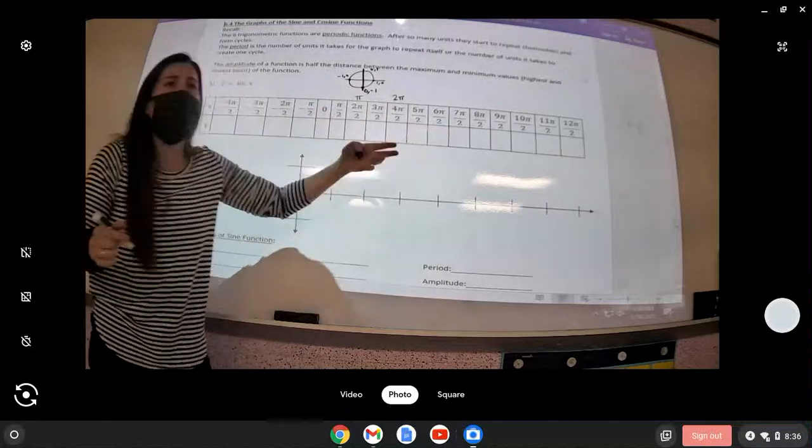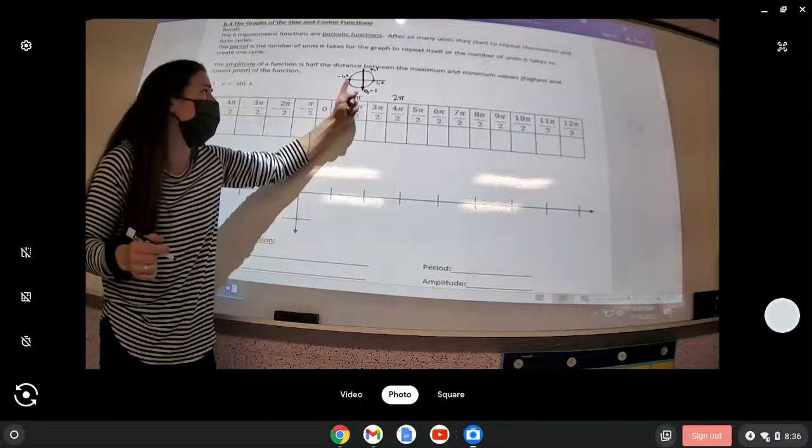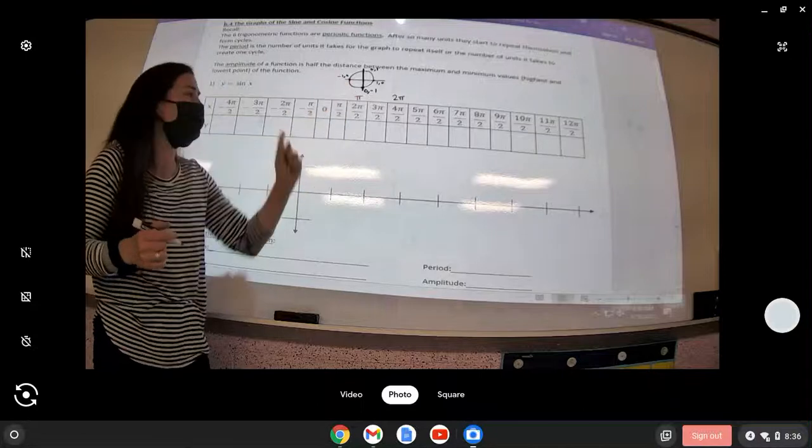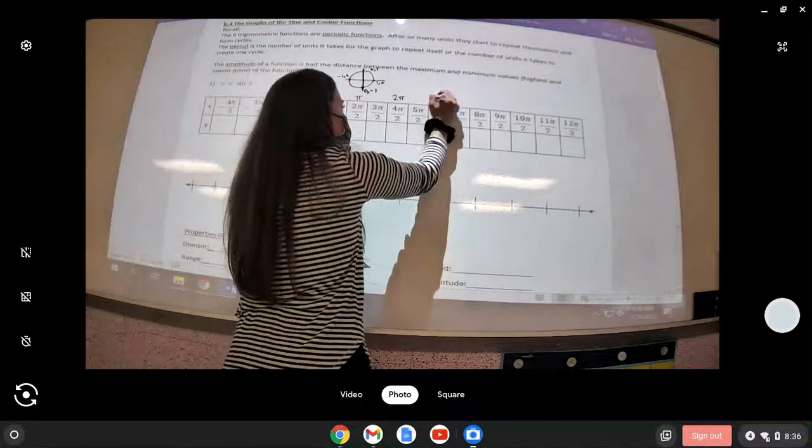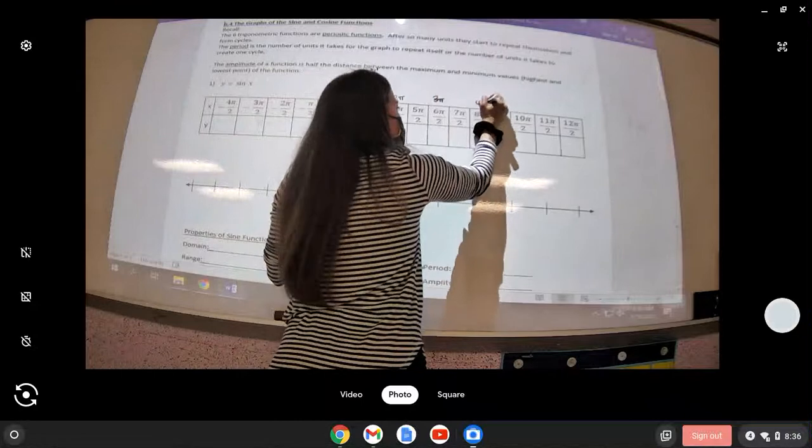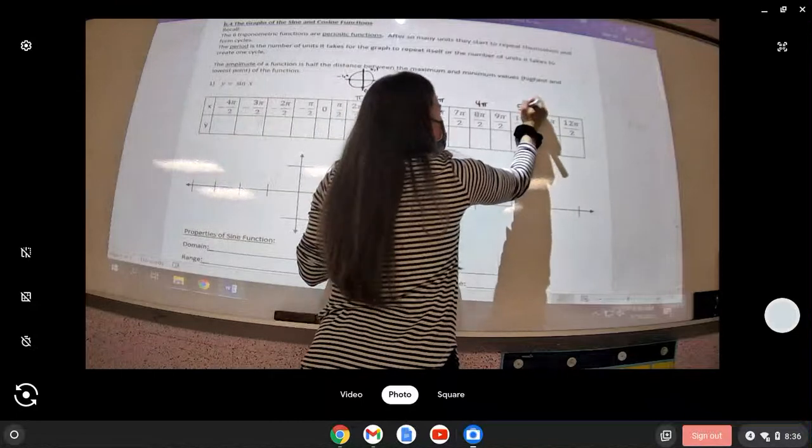I like to put it like this. So guys, you're just counting by pi's over 2. 1, 2, 3, 4, 5, 6, 7. So 6 makes 3 pi. 8 makes 4 pi. 10 makes 5 pi.